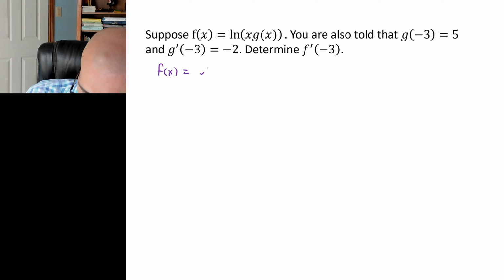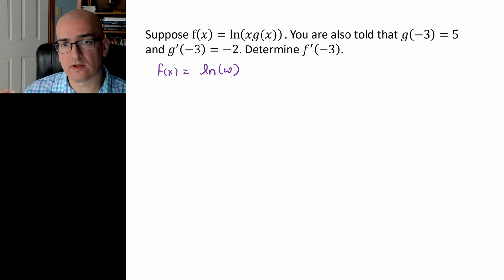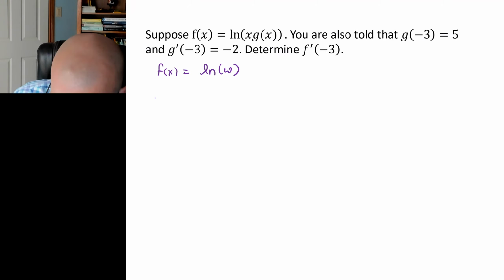The fastest way is to start the exact same way as before. Is to say everything inside the log function I'm going to call w. I'm going to write that derivative rule. Derivative of ln w is w prime divided by w. And then worry about the w stuff on the other side. W is equal to x times g of x.